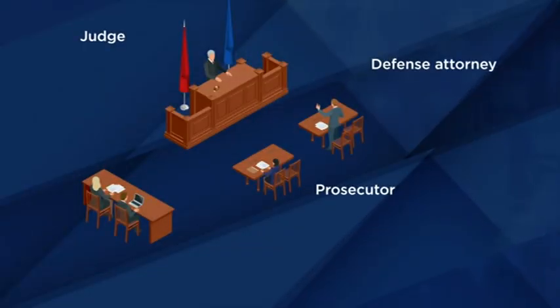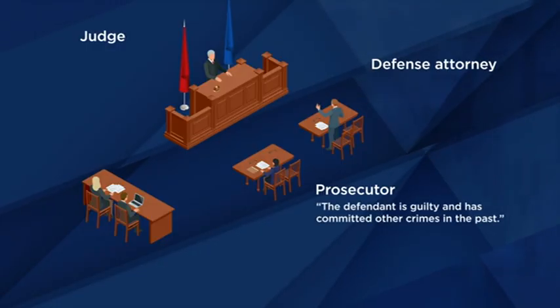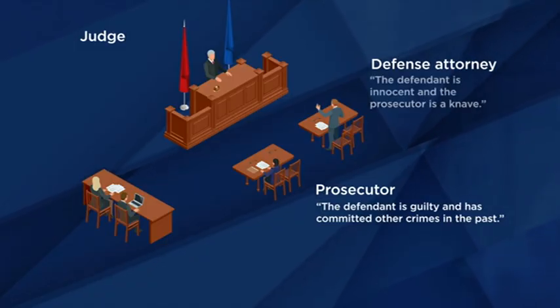This puzzle takes place on the same island of knights and knaves that we've seen before, so let me remind you that knights only make true statements and knaves only make false statements. Now, imagine a criminal trial has taken place. The prosecutor said, "The defendant is guilty and has committed other crimes in the past." The defense attorney replied, "The defendant is innocent and the prosecutor is a knave."